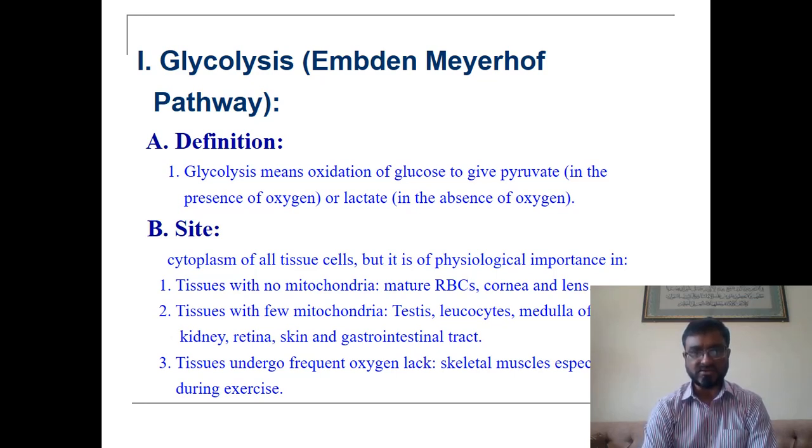Cytoplasm of all the tissue cells, but it is of physiological importance in tissue with no mitochondria: mature RBC, red blood cells, cornea and the lens. Tissue with few mitochondria: testes, leukocytes, medulla of the kidney, retina, skin and gastrointestinal tract. Tissues undergoing frequent oxygen lag: skeletal muscle, especially during exercise. So this is the site for the glycolysis process, cytoplasm of all the tissues especially.